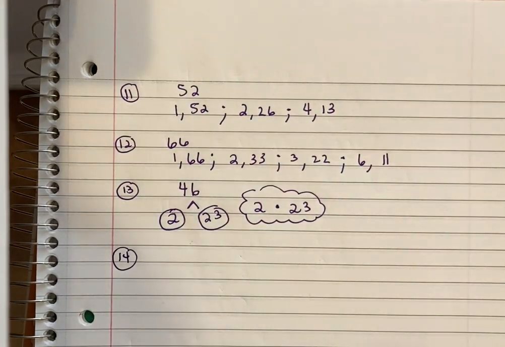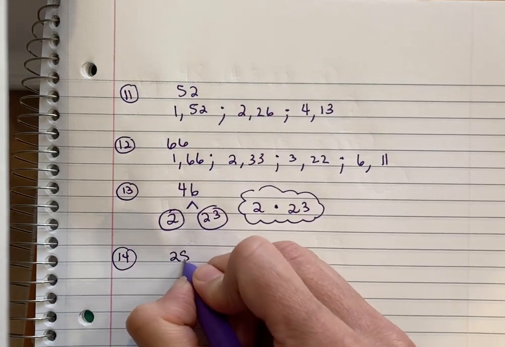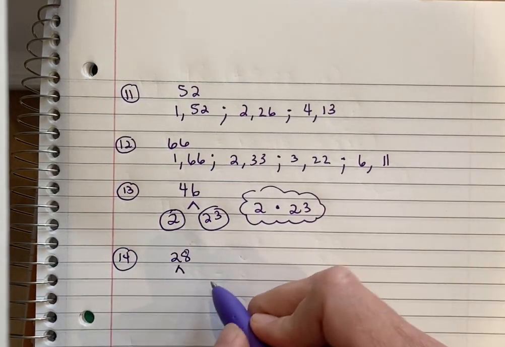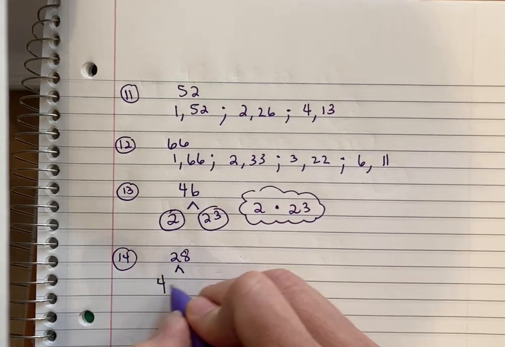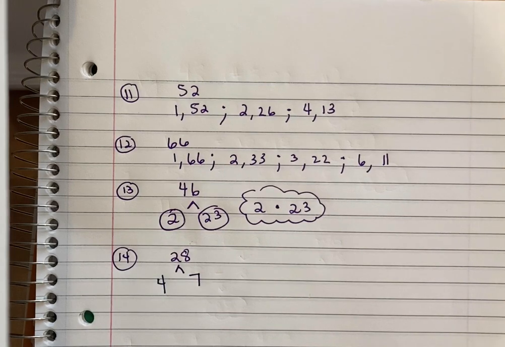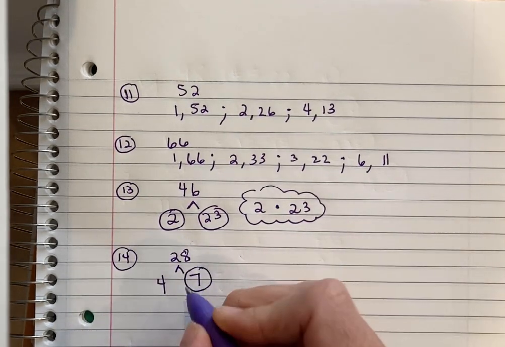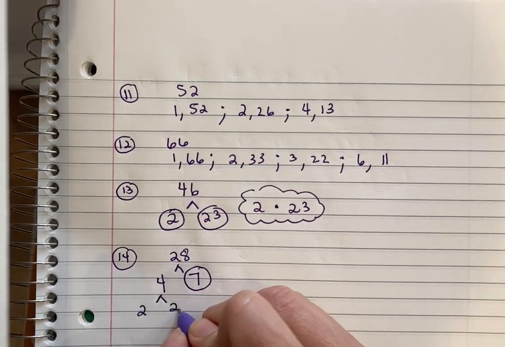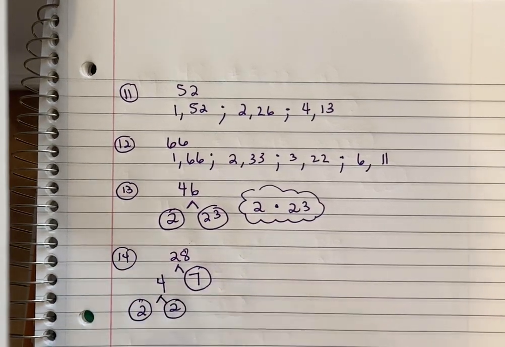14. Okay, same directions. Now it gives us a new number, 28. And we have options. I can do 4 and 7. I can do 2 and 14. Doesn't matter. Let's do 4 and 7 and analyze our new numbers. 7 is prime. It gets a circle. 4 is not prime. 4 can be broken up into 2 times 2. These 2's are both prime.